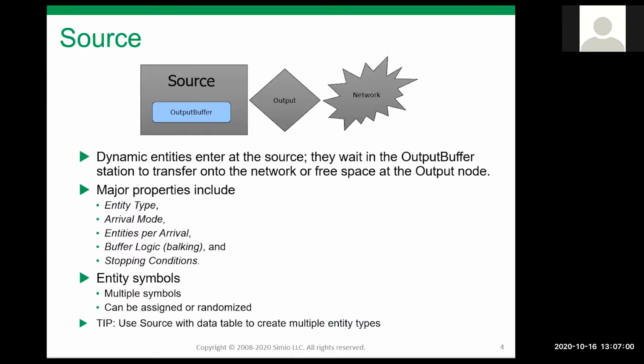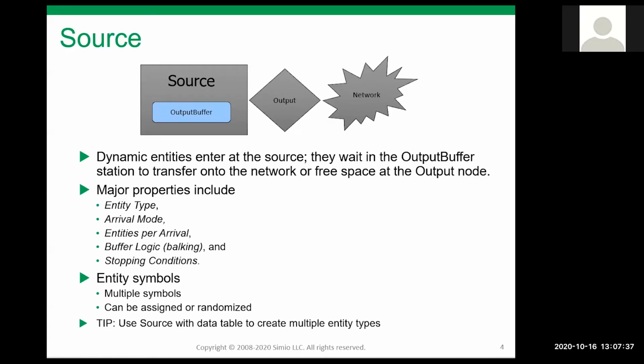Okay, so the source is the first object we're going to talk about in detail, and we've seen it just a little bit in our earlier models, but we'll see it a little bit more here. Dynamic entities are what enters at the source. So this is typically the parts, the people, the customers that flow through your system. When they come in to the source, they wait at the output buffer, which in our last module we set as 1. So they wait at the output buffer until they can move into the output node and then move on to the network.